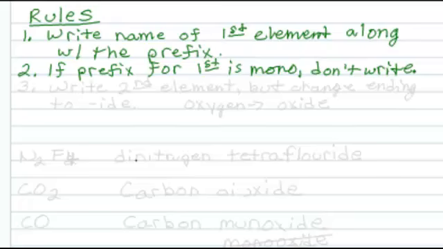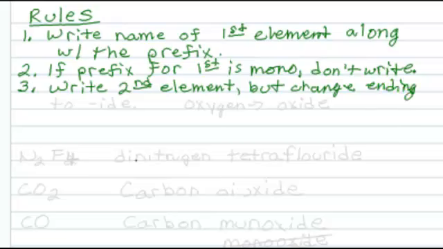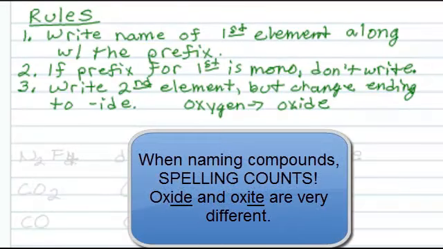Now for the second element, you're going to write its name, but you need to change the ending to IDE. So oxygen becomes oxide. So you're changing the ending to IDE. So those are the 3 basic rules. So let's go through a couple of samples.